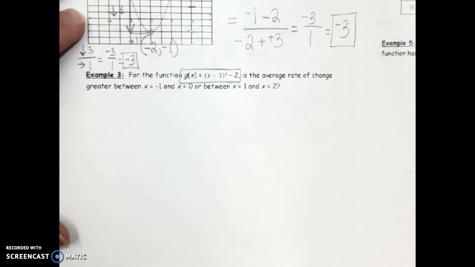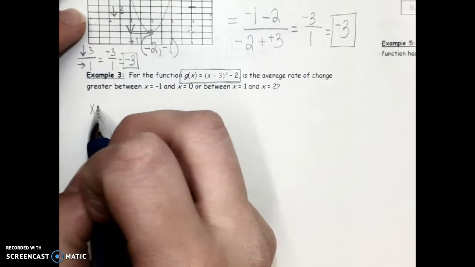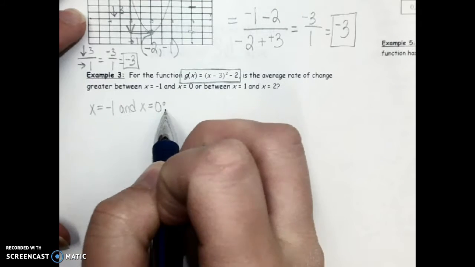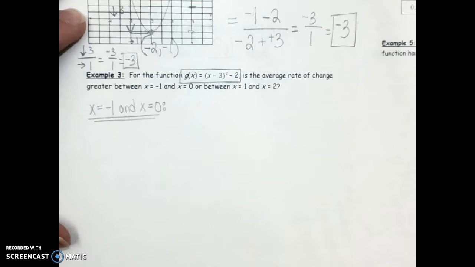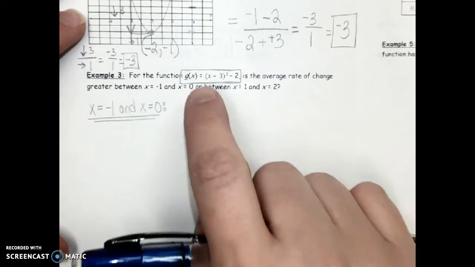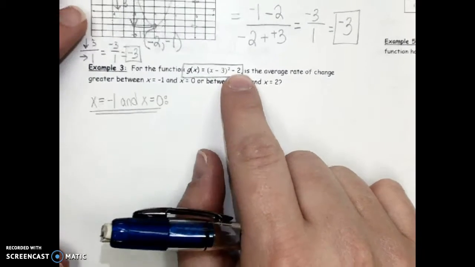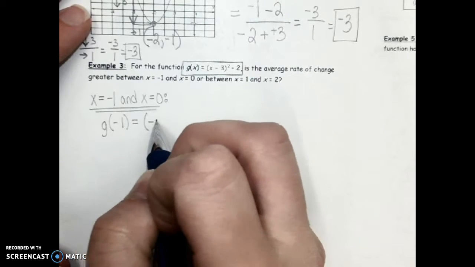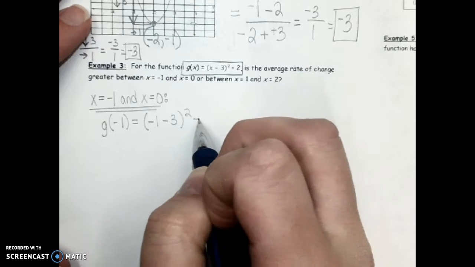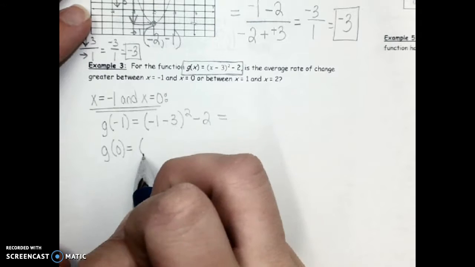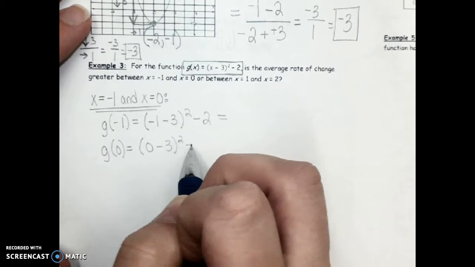So, you need two intervals. You have the interval between x equals negative 1 and x equals 0 first. You need to know that rate of change, so we're going to calculate that first. If we know our x's, and we know our function, we get our y's by plugging those in. So you do g of negative 1. Everywhere there was an x, you plug it in. You do g of 0. Everywhere there was an x, you plug it in.